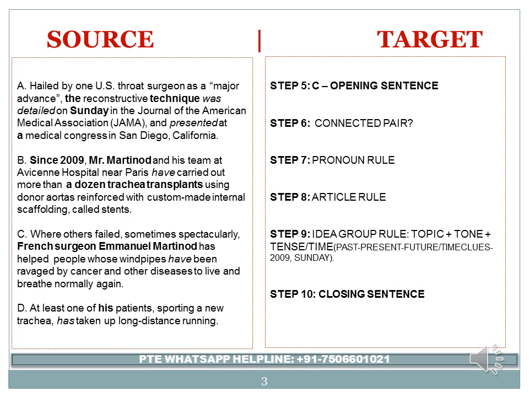But in A, you have different topic words, like one US throat surgeon. This is some other guy. He's not French. He's in the US, right? The reconstructive technique was detailed on Sunday in the Journal of the American Medical Association and presented at a medical congress in San Diego, California. So the name of this journal and this California, there are no references to these topic words in the entire text, right? So you can see that A is different from the rest. That kind of makes it very clear that this is now your closing sentence, right?